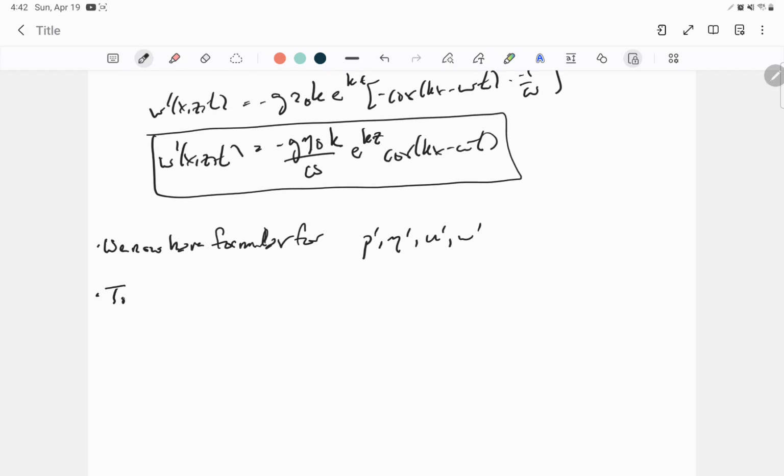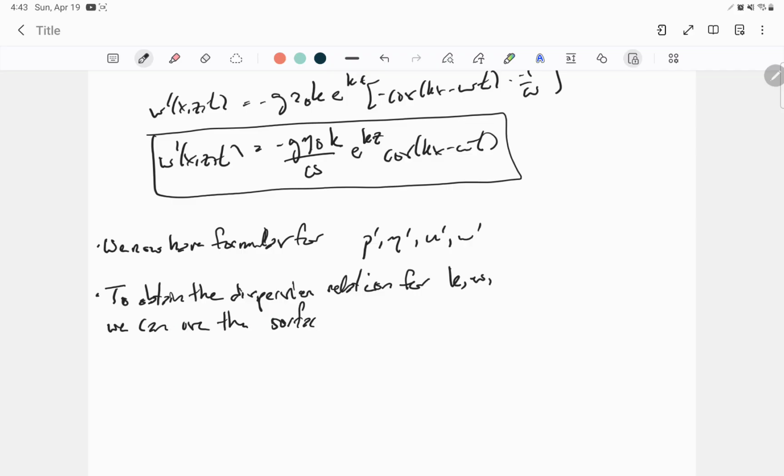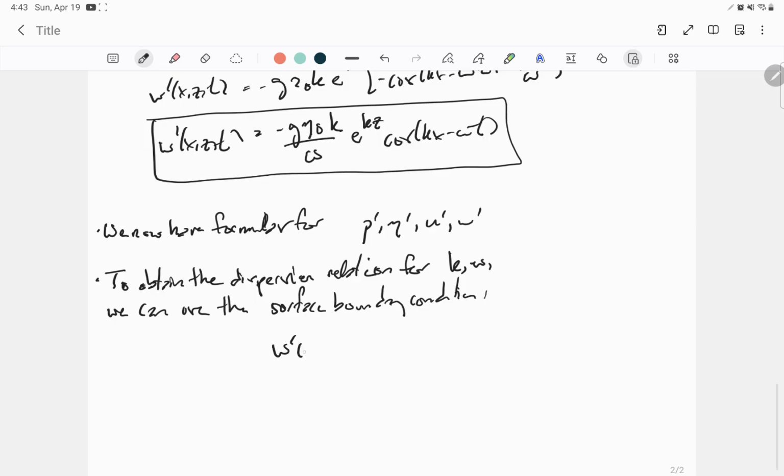So to obtain the dispersion relation, which relates the angular frequency and the wavenumber, the dispersion relation for k and omega, we can use the surface boundary condition. Which was that w prime of x, z equals 0, and t should equal partial eta prime partial t.